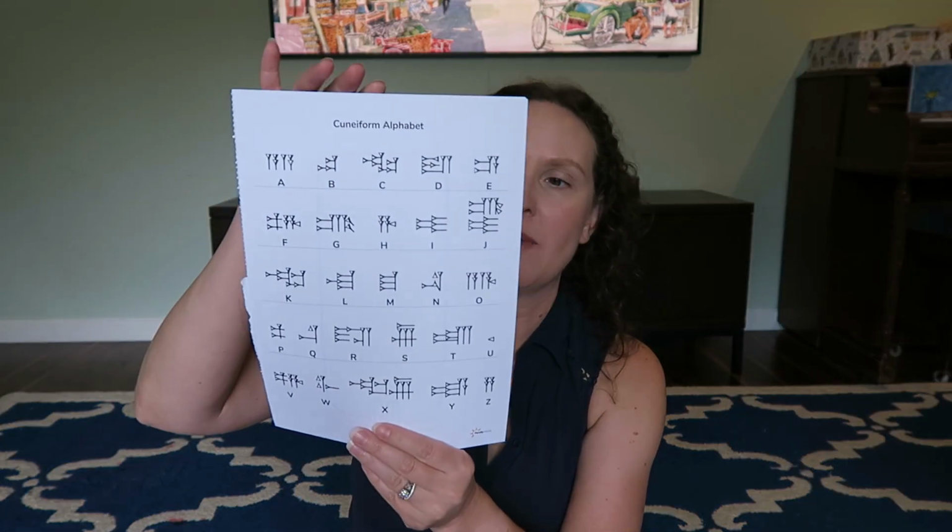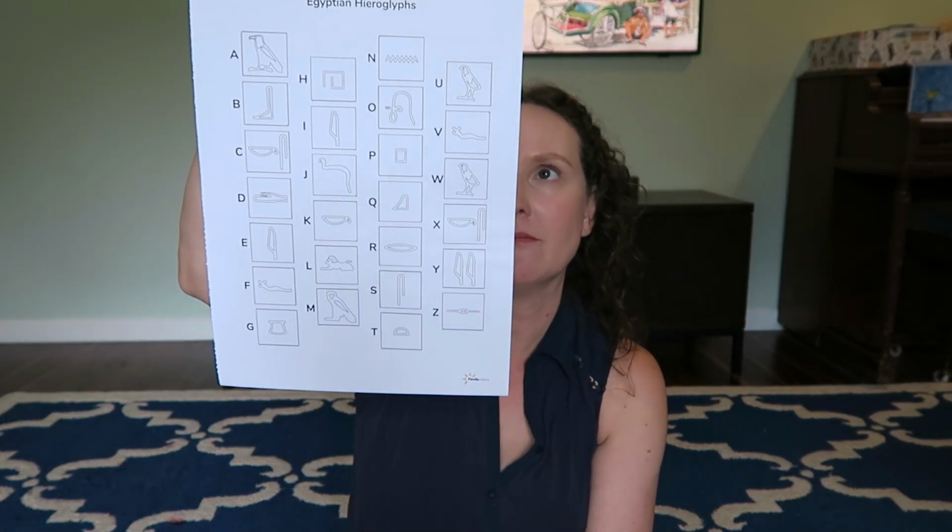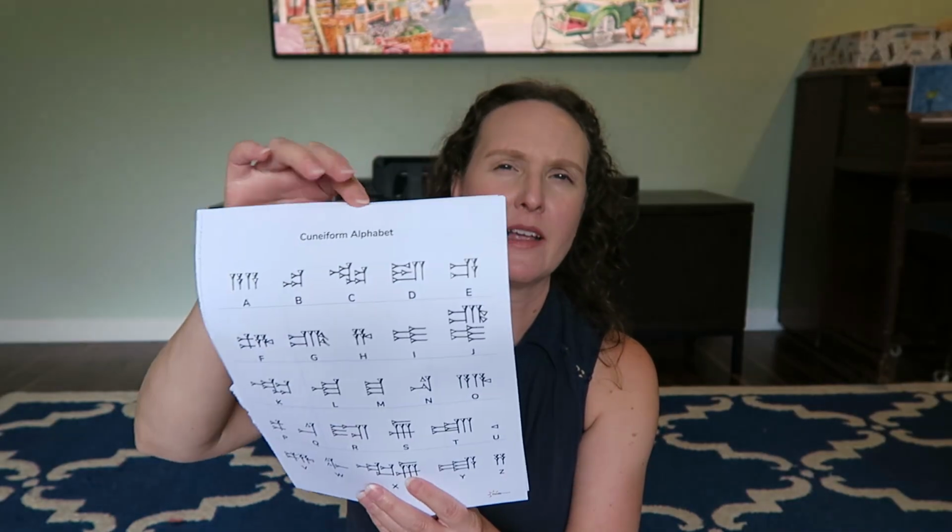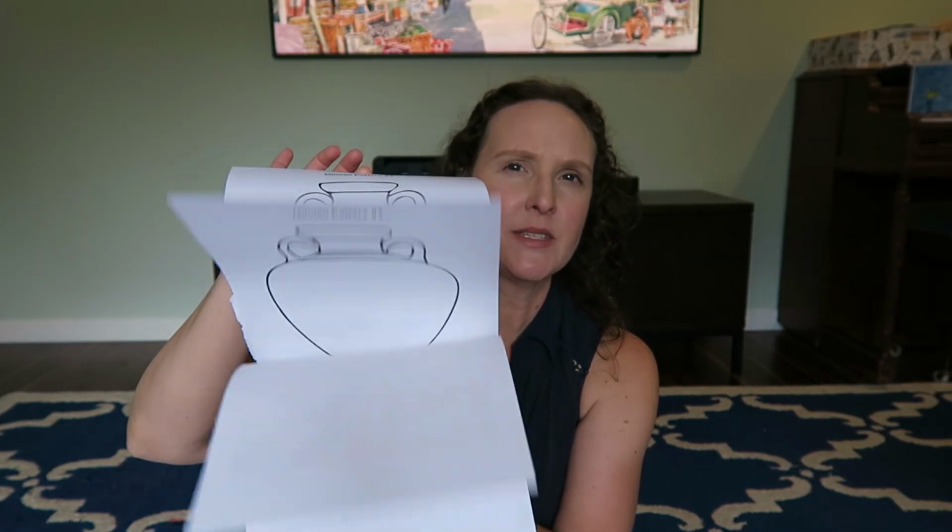There are also some other pages in the study guide, like some alphabet and some hieroglyphics, and then some other art projects. We didn't use these, but they're there available in the study guide for your liking if you choose to use them. So that's kind of an overview of History Quest.